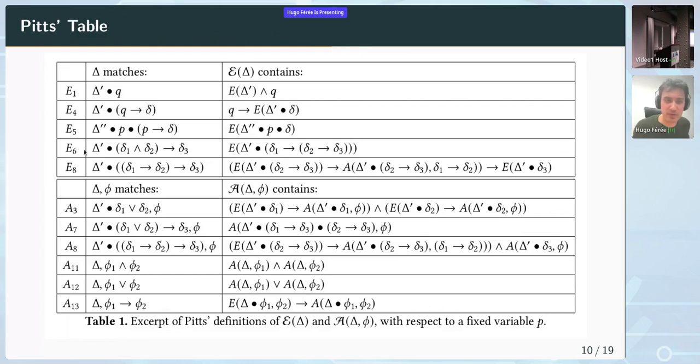Some things you should know about these rules. For example, rule E6 illustrates the left implication rule I showed earlier. So you replace an implication with an and on the left-hand side with a double implication.